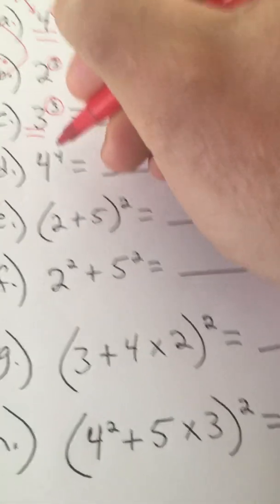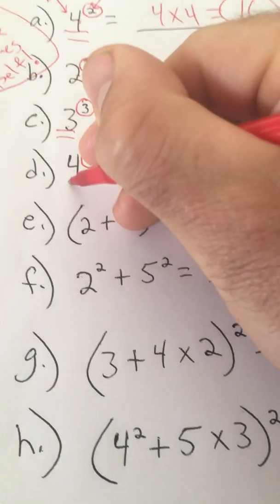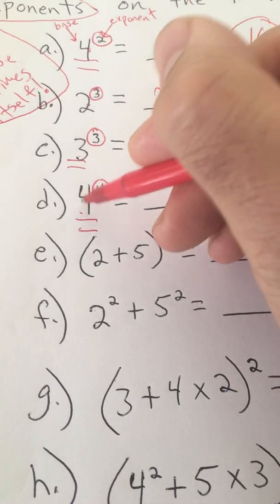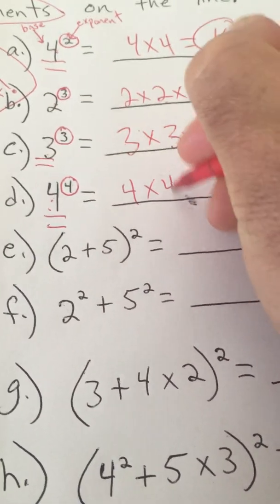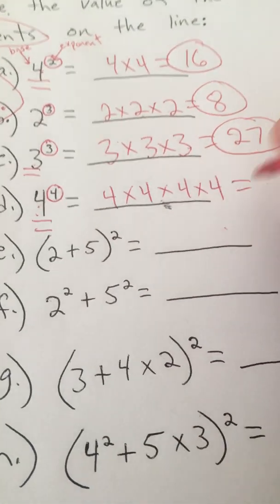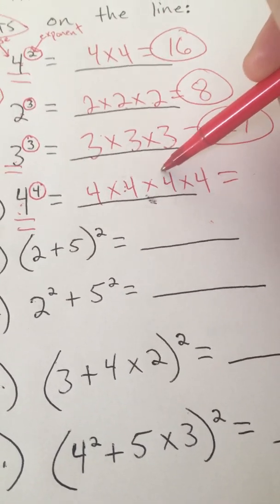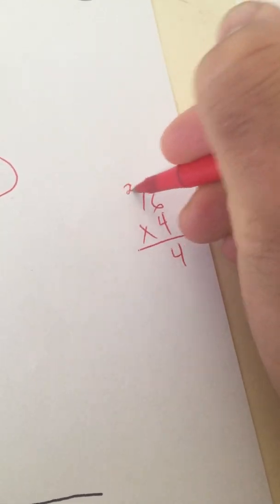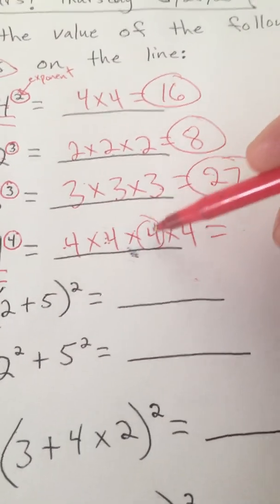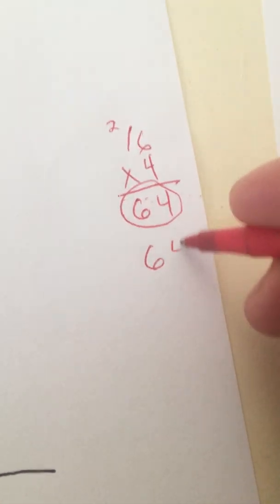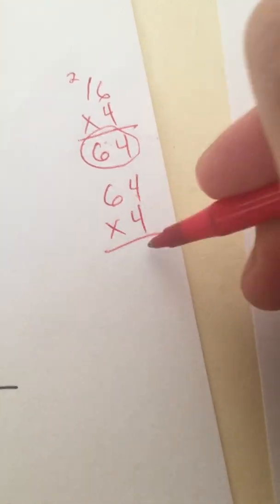4 to the fourth power. It's not 4 times 4. It's 4 times itself, the exponent number of times. 4 times itself, 4 times. 4 times 4 times 4 times 4. And it's getting a little more complicated now, right? 4 times 4 is 16. 16 times 4 is 64. But if you don't know that, show your work over here. 4 times 4 is 16, times 4 is 64, times 4 more is 64 times 4. So don't try to do it in your head, do the math out.